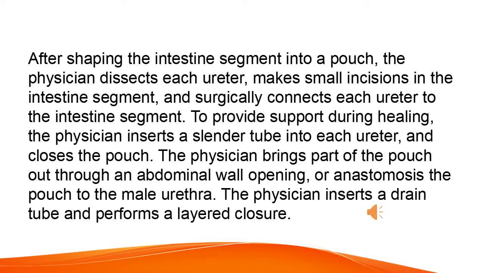After shaping the intestine segment into a pouch, the physician dissects each ureter, makes small incisions in the intestine segment, and surgically connects each ureter to the intestine segment. To provide support during healing, the physician inserts a slender tube into each ureter, and closes the pouch. The physician brings part of the pouch out through an abdominal wall opening, or anastomoses the pouch to the male urethra. The physician inserts a drain tube and performs a layered closure.